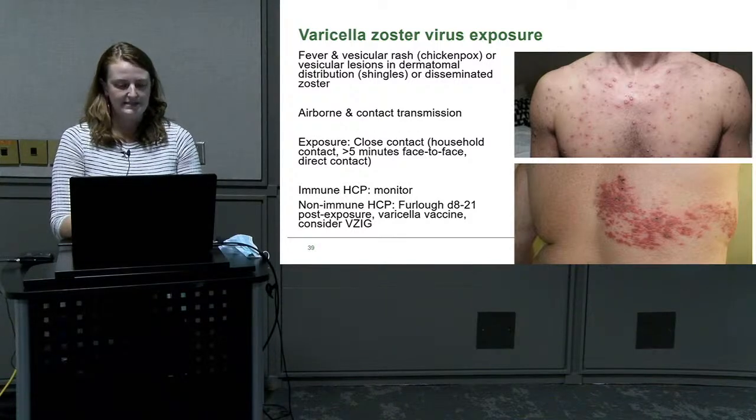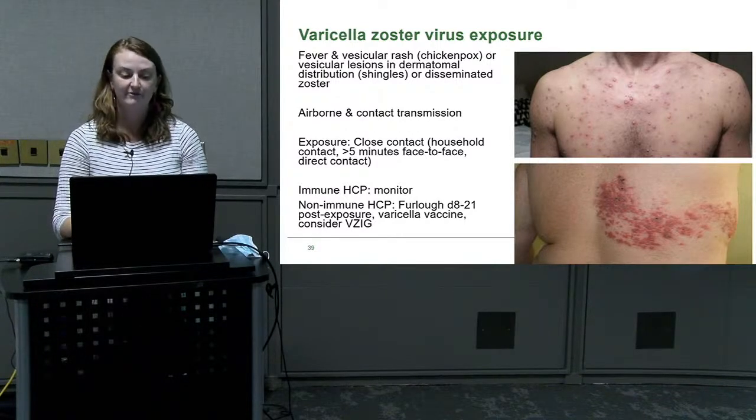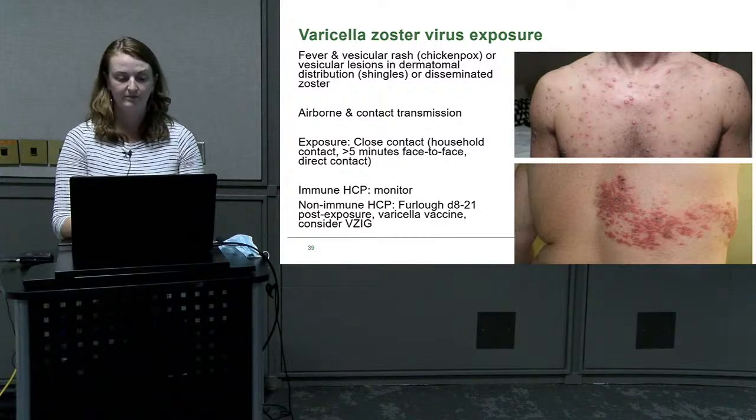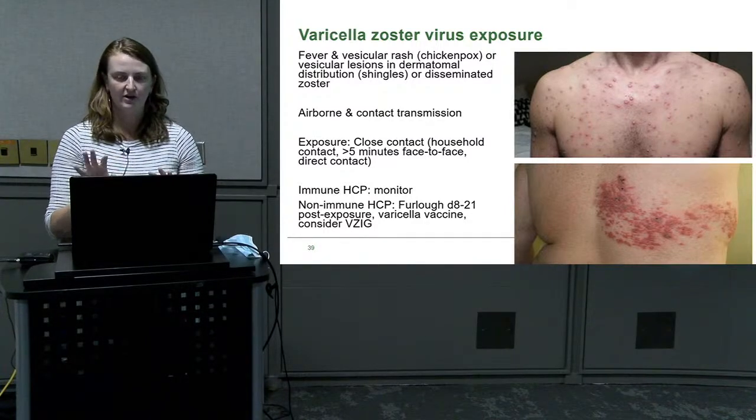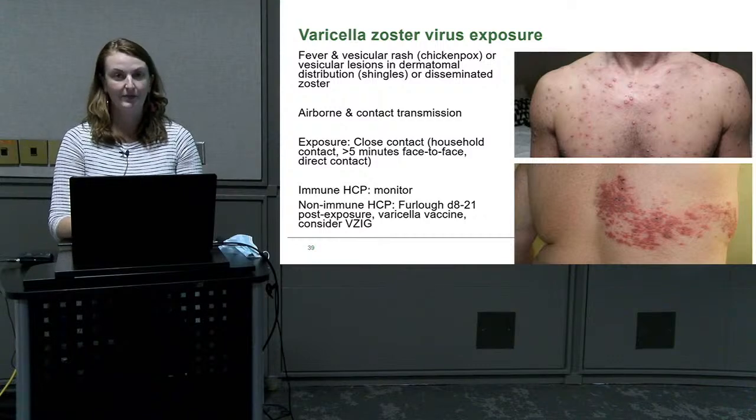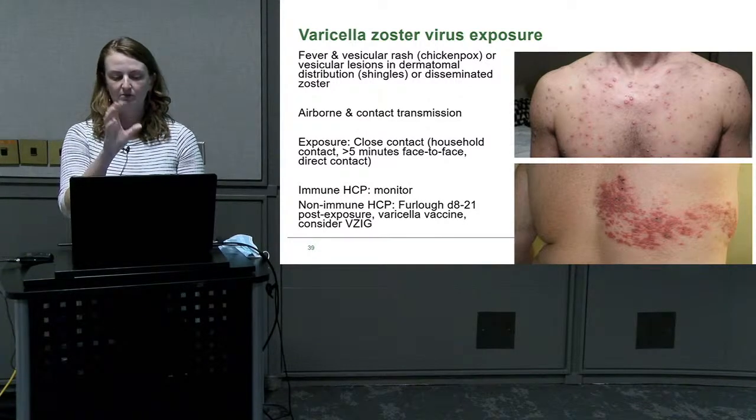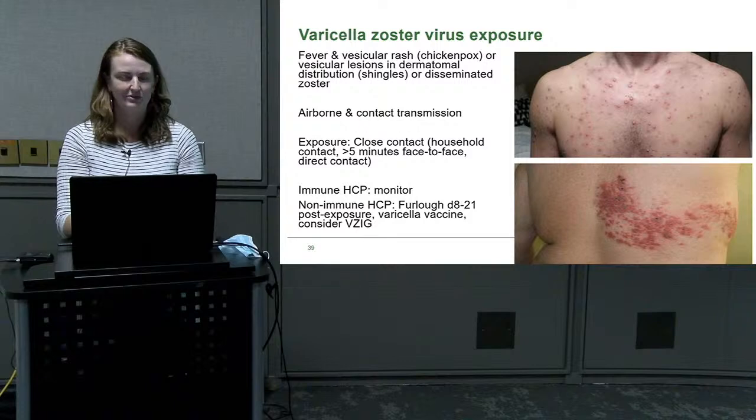So a couple of diseases just to talk about. So varicella zoster virus exposure. So the top picture, I am showing you a gentleman with fever and a vesicular rash or chickenpox. If you could see the picture a little bit more closely, you could see that these vesicles are in various stages of healing, so different than smallpox, where they would all be in the same stage of healing in an emergency. And then across the bottom, you see vesicular lesions in a nice dermatomal distribution. That would be consistent with shingles.